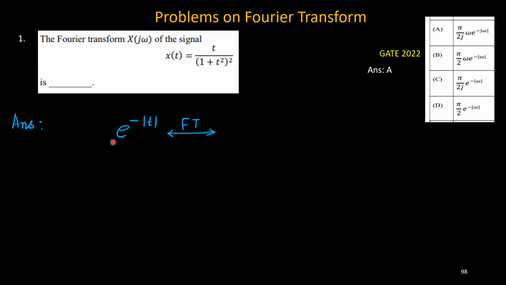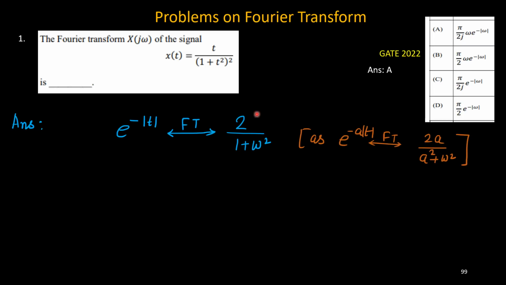So we have considered one signal e to the power minus a mod t, and its Fourier transform was 2a upon a squared plus omega squared. So this square form I can get in the spectrum. Here it is 1, so I will consider a equal to 1. So e to the power minus mod t has Fourier transform 2 upon 1 plus omega squared. From here we will start.